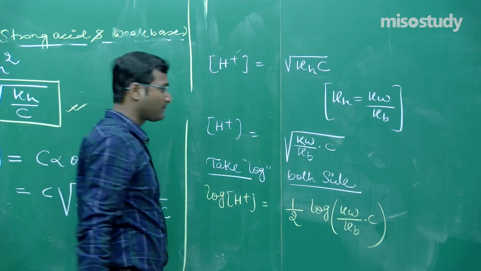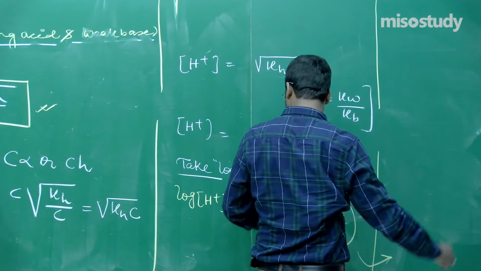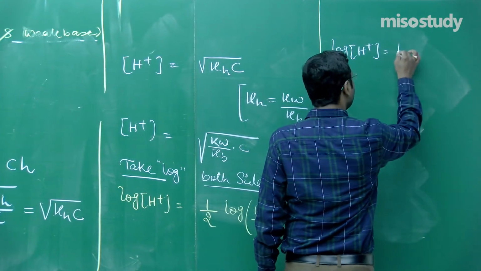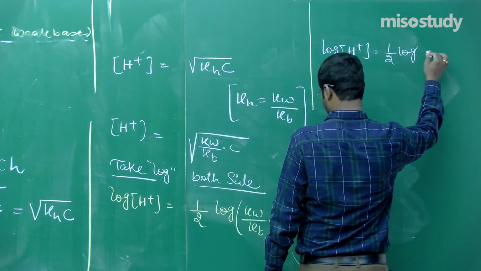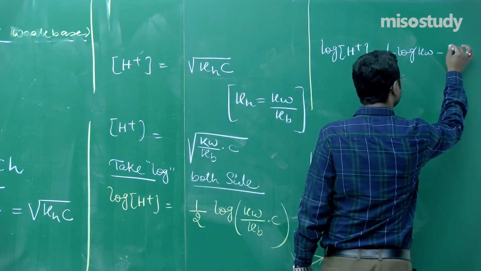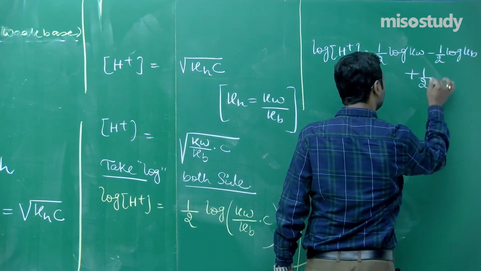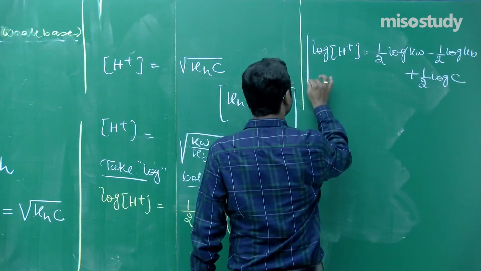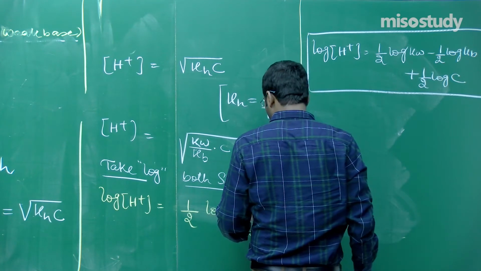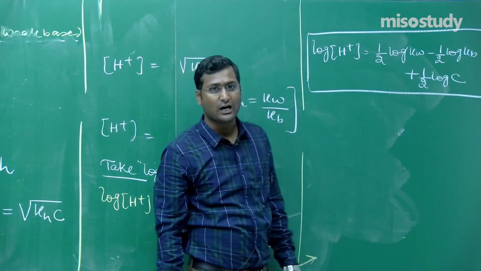Is it clear to you? This is the expression. Now you can write like this: log H plus is equal to 1 by 2 log Kw minus 1 by 2 log Kb plus 1 by 2 log C. Check it: 1 by 2 log Kw minus 1 by 2 log Kb plus 1 by 2 log C. This is the expression for log H plus.